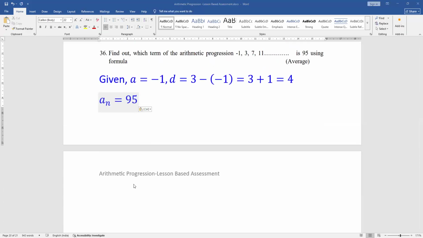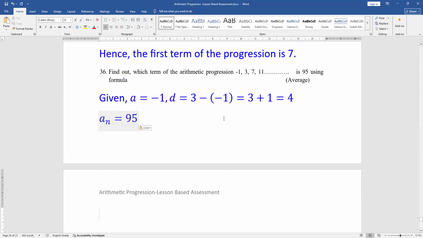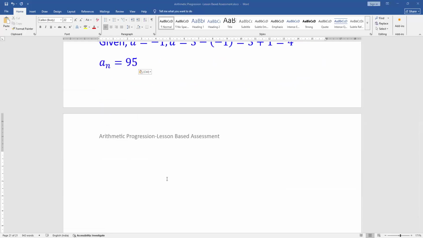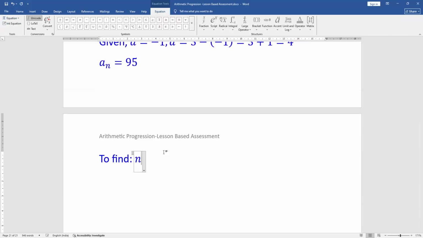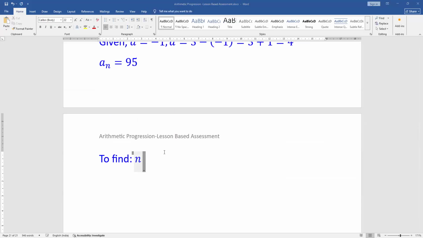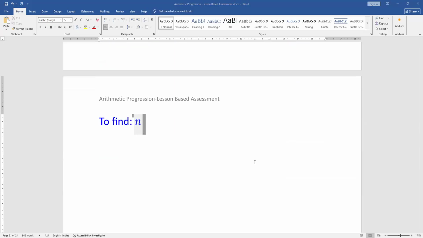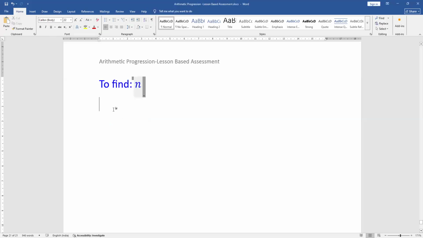Okay. Then what do we need to find out? Which term it is, you need to find n. So let me write it. To find n. Okay. Then now we are going to write the formula. So we know that in an AP, an equals a plus n minus 1 into d.